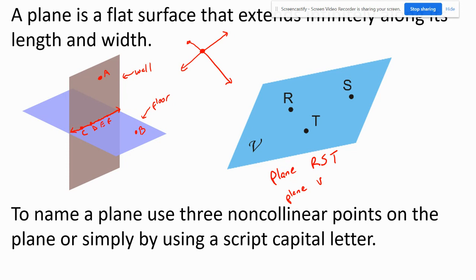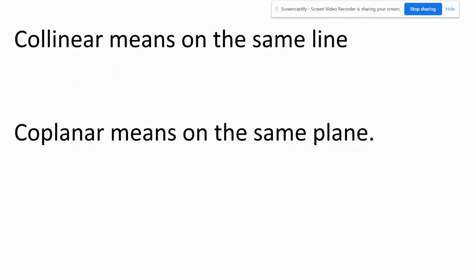For planes, if you're going to be using points, you need 3 of them. When it comes to lines, rays, and segments, you only needed 2 points. But for planes, you need 3 points. All right, I just used the word non-collinear.